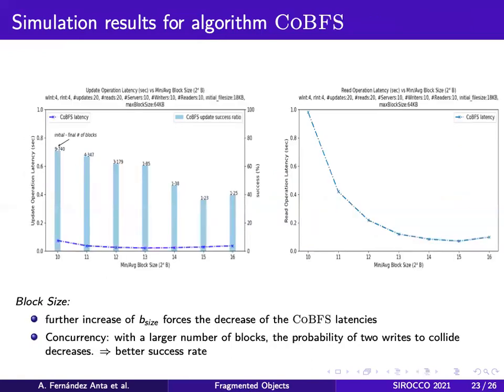In the third scenario, we examine performance under different block sizes for our algorithm. Both graphs show that further increase of block size forces the decrease of the CoBFS latency. Also, with a larger number of blocks, the probability of two writes to collide decreases. Thus, we have a better success rate.